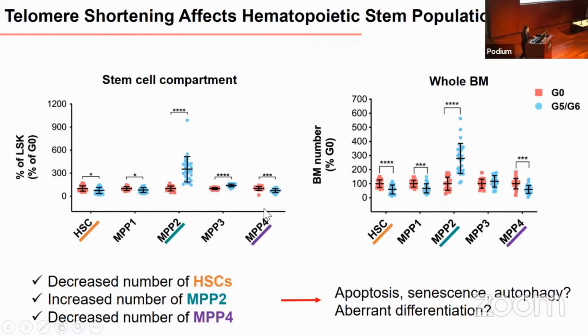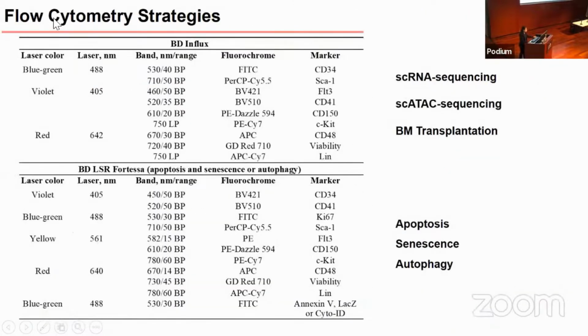number of MPP4. Our question was to understand if the loss of HSC was due to apoptosis, senescence, or autophagy, and the increased number of MPP2 and decreased number of MPP4 was due to aberrant differentiation of the stem cell. To do so, we used flow cytometry strategy, both BD Influx and LSR Fortessa.